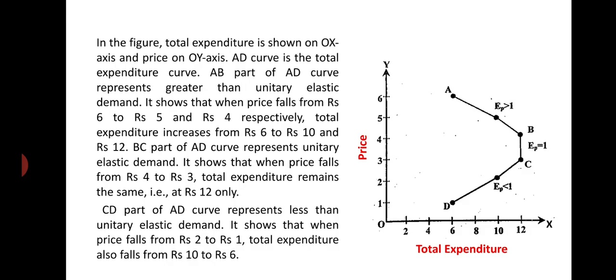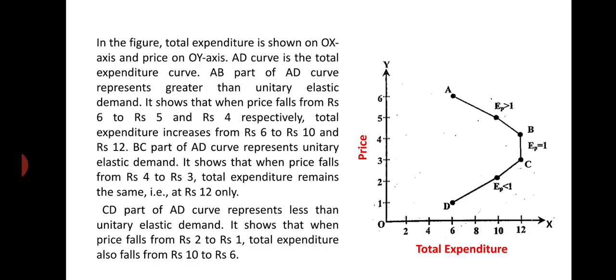At B, what was the price? 4 rupees. Demand 3 units. So what is total expenditure? 12 rupees. At 3 rupees, 4 units are demanded or purchased. Total expenditure is also 12 rupees. So with a fall in the price of the commodity from 4 rupees to 3 rupees per unit, total expenditure remains the same, that is at 12 rupees. So here ED is equal to 1, or you can say EP is equal to 1.